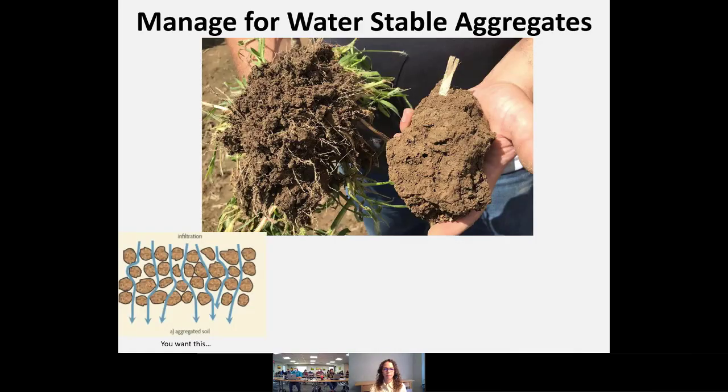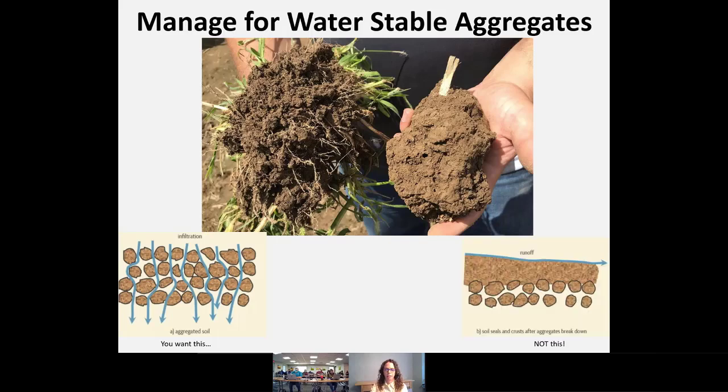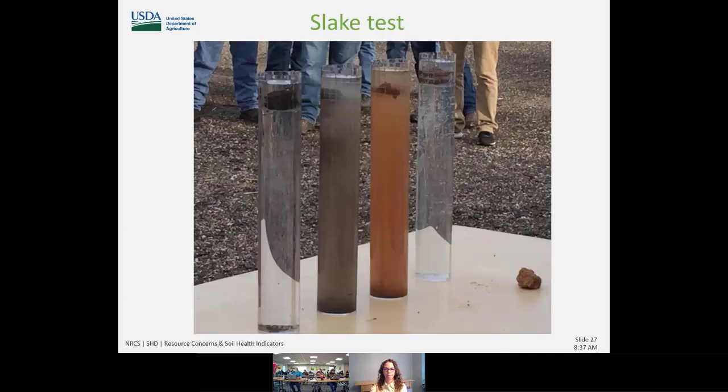Well aggregated soil infiltrates water, provides more habitat, and really has a lot of benefits. So that's what you're ideally looking for. If you don't have well-formed aggregates, you can often have a crust layer. You can have issues with runoff. Infiltration is less, and it causes a cascade of all kinds of issues.